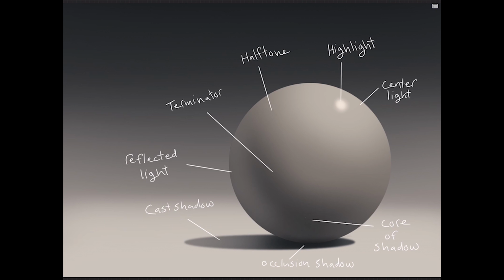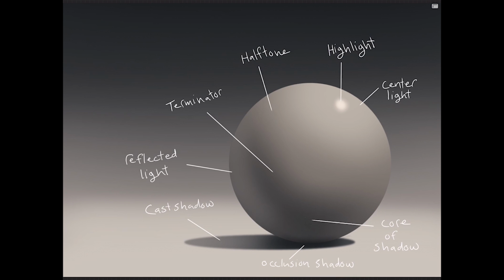The next part is called the terminator. The terminator is the part of the sphere where it turns from light to shadow. Now, every object has a terminator. If you hold your hand up to the light, you can see the terminator is the point where you start heading from light, right where the halftone is, into shadow. That point where it changes is called the terminator.